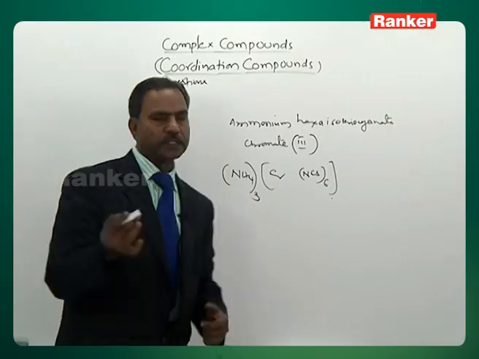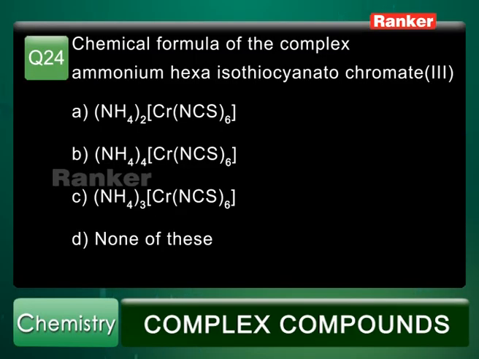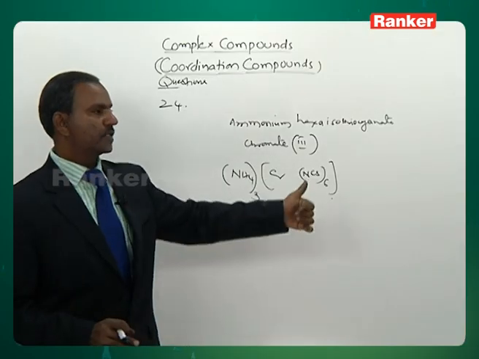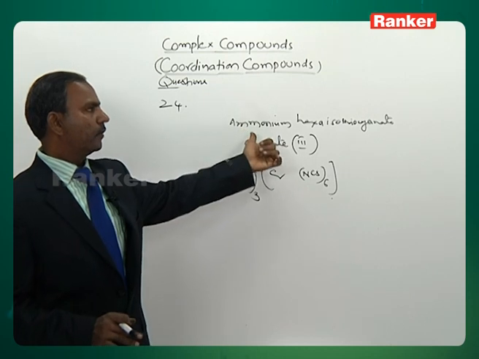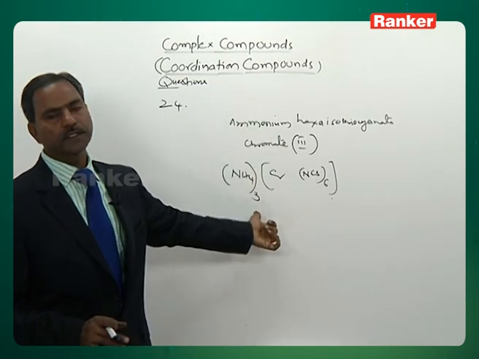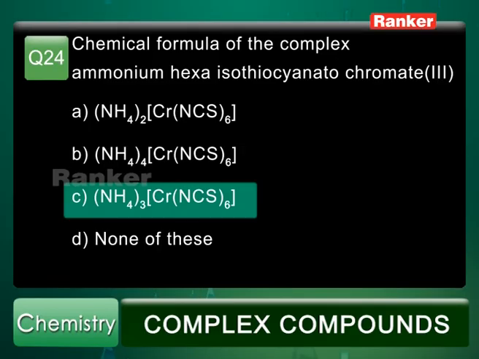Next, let us see the options. First option is NH4 taken twice. No, that is coming to be chromium plus 4. Coming to option B, NH4 taken 4 times, Cr(NCS)6. Again in this, the chromium oxidation number comes to be plus 2. Next option C, NH4 taken thrice, Cr(NCS)6. This is the correct complex for the name given. This is the formula of the complex. So here option C, so answer is C.